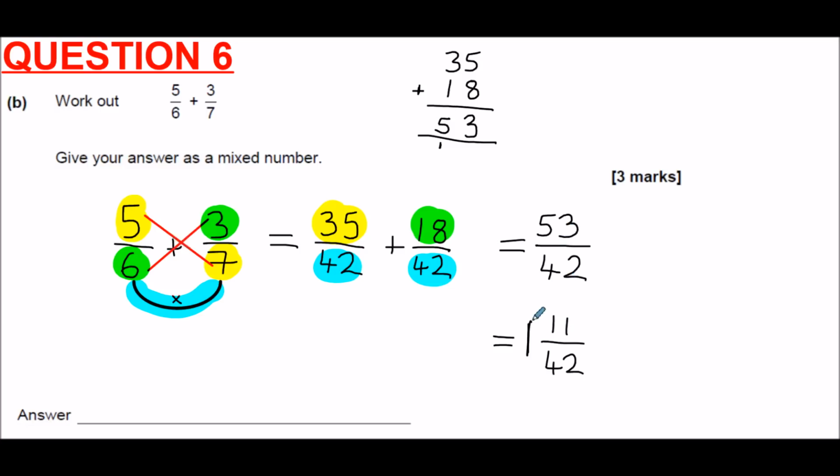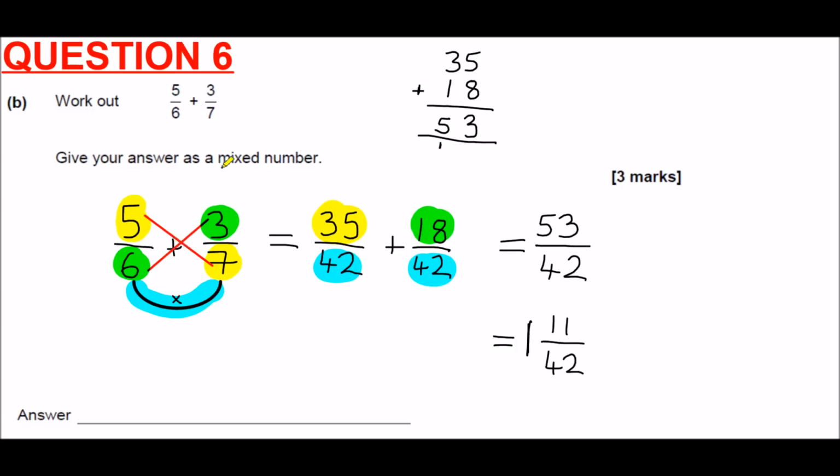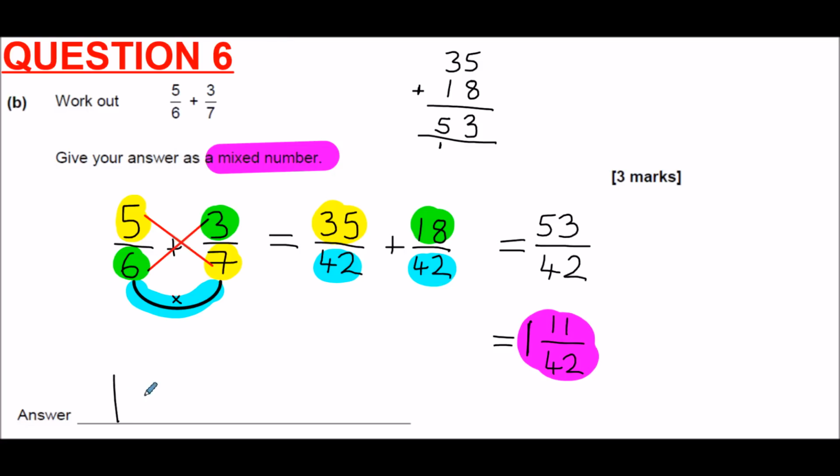So how many times it goes in gives us the whole number. What's left over gives us the new top number. The bottom number would stay the same, however. And so that's the answer as a mixed number like we wanted all along. So the final answer we need to put down is 1 and 11 over 42.